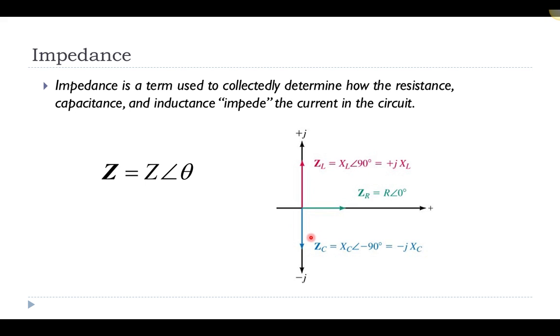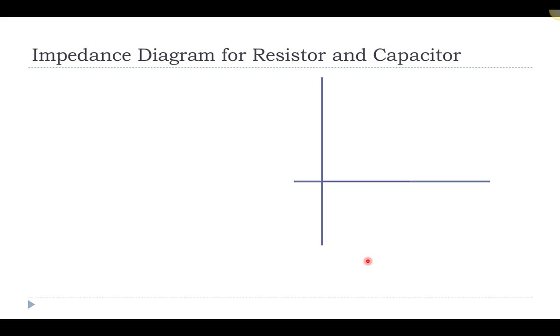And now we also have defined the impedance for a capacitor, and that's the capacitive reactance with an angle of negative 90. That angle of negative 90 just tells us that for a capacitor, the voltage across the capacitor lags the current by 90 degrees. So let's look specifically at what our impedance diagram would look like if we only had a resistor and a capacitor in our circuit.